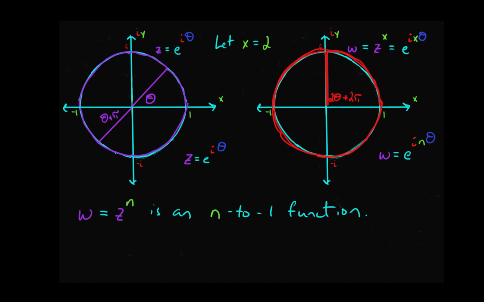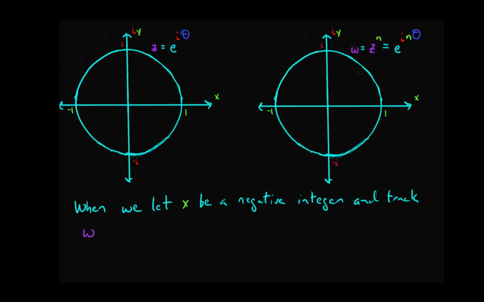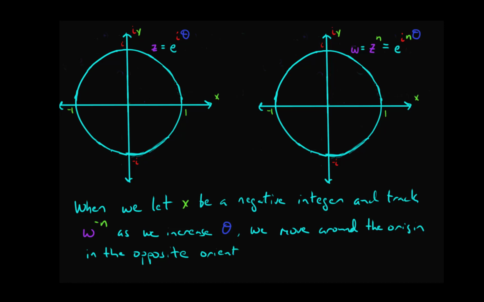Okay, so now let's consider what would happen if our exponent x were equal to a negative integer. So I've drawn here on the left-hand side the domain of our function, the unit circle z equals e to the i theta, and on the right-hand side another unit circle, this one w equals z to the n equals e to the i times n theta. Now when we let x equal a negative integer, we'll track w to the negative n as we increase theta. Well, when we do that, we're going to be moving around the origin in the range of the function in the opposite orientation. So let's see how that works.